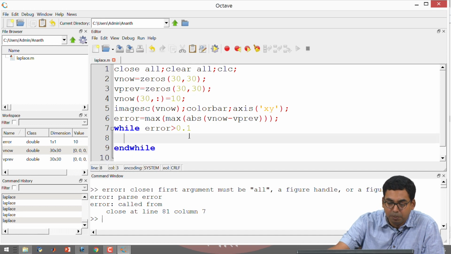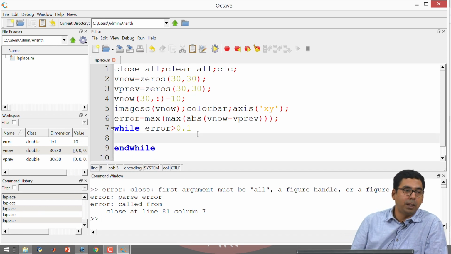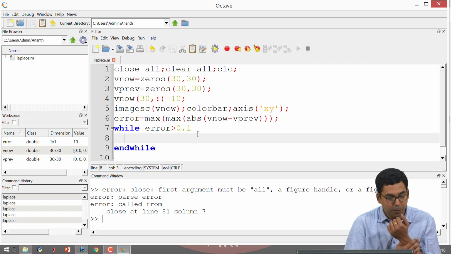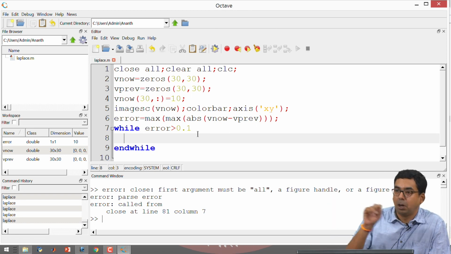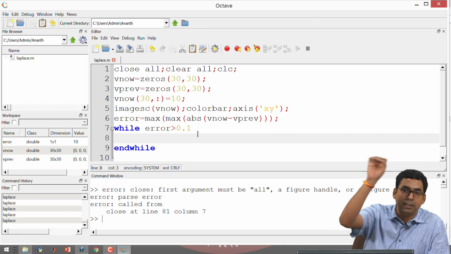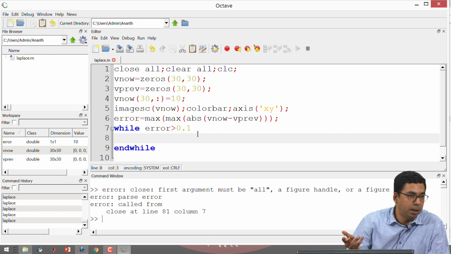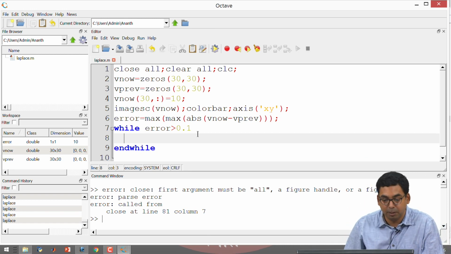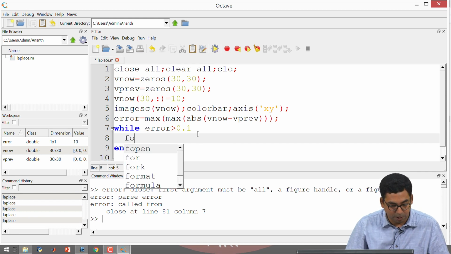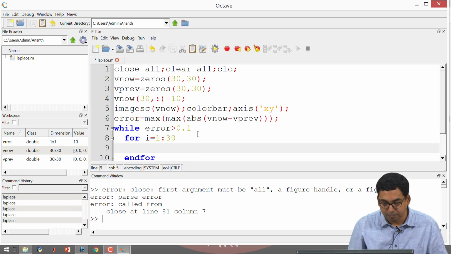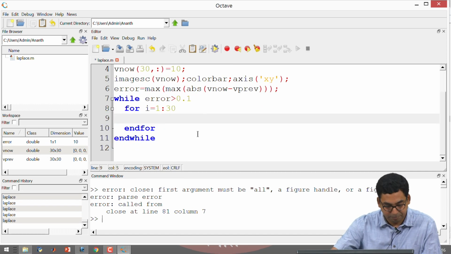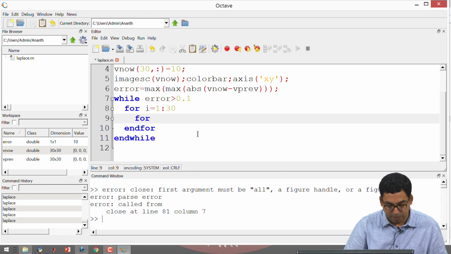So, it will enter this loop, and I would like to write the code for calculating the voltages within this loop. Okay. Now, for doing this calculation, I am going to go across each row, each column, and write down the average of the neighboring points for each of the points that I am wishing to calculate the voltage. Okay. So, I am going to start with for i equal to 1 to 30, okay, and for j equal to 1 to 30.